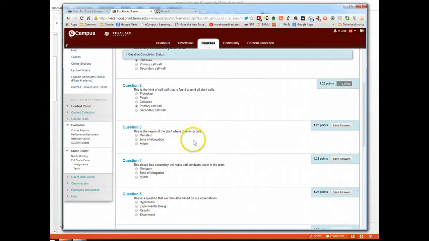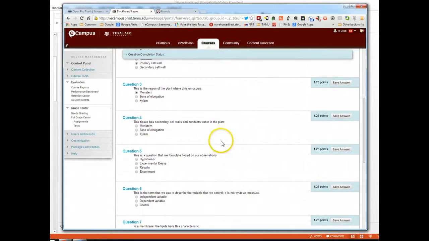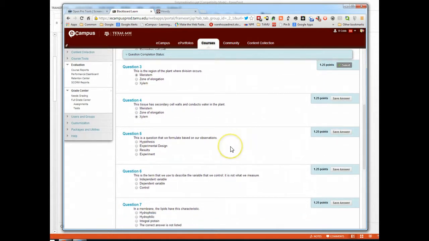This is the region of the plant where division occurs. Meristem. This tissue has secondary cell walls and conducts water in the plant. Xylem. This is a question that we formulate based on our observations.